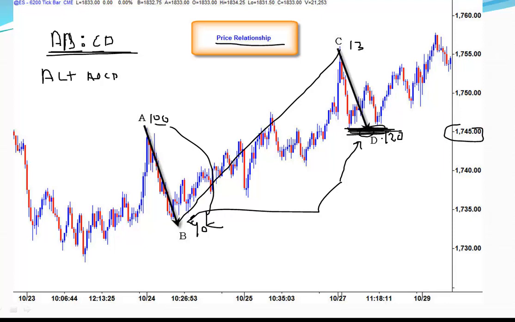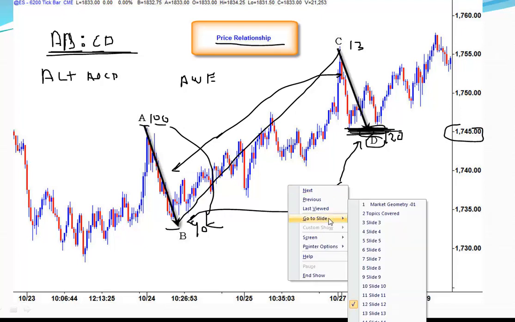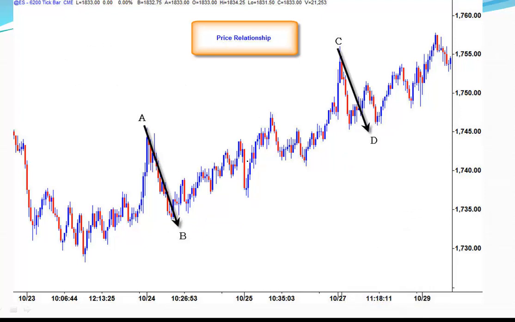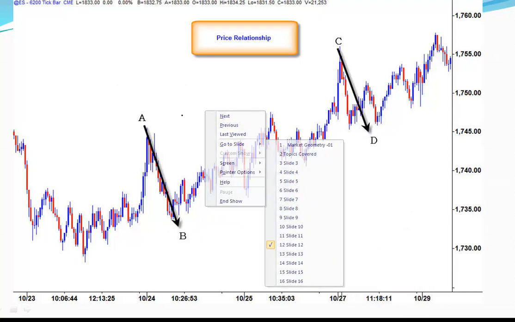So you have your A to B, C to D. You're looking for price relationships, equality between here and here, also what we call an alternate wave equality. That's all it is. Alternate wave equality, where the market trades from high to low, from point A to point B, and then from C to D with roughly the same length. All right. Now, if we take this, I got my dot there.